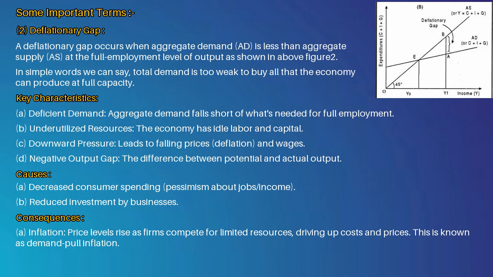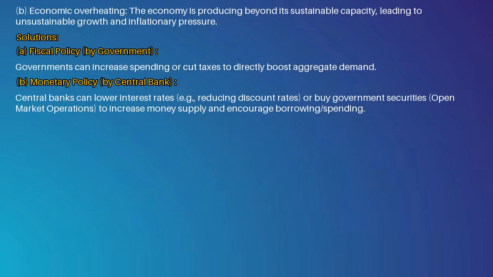Consequences. A. Inflation. Price levels rise as firms compete for limited resources, driving up costs and prices. This is known as demand pull inflation. B. Economic overheating. The economy is producing beyond its sustainable capacity, leading to unsustainable growth and inflationary pressure.